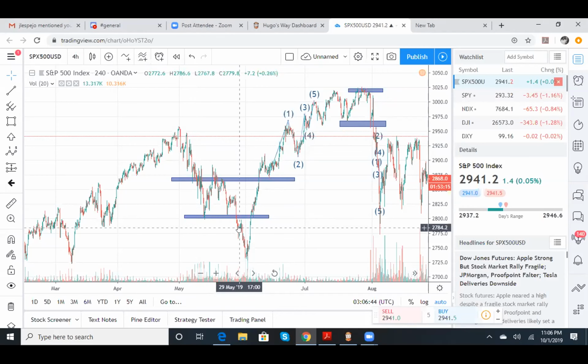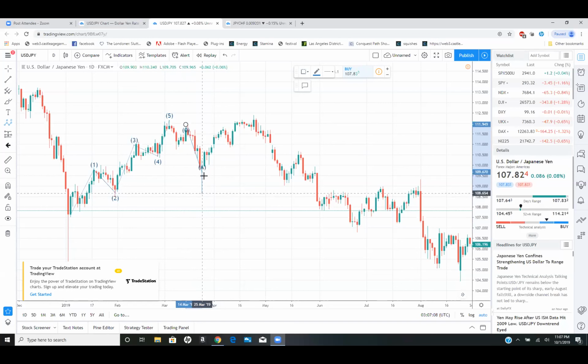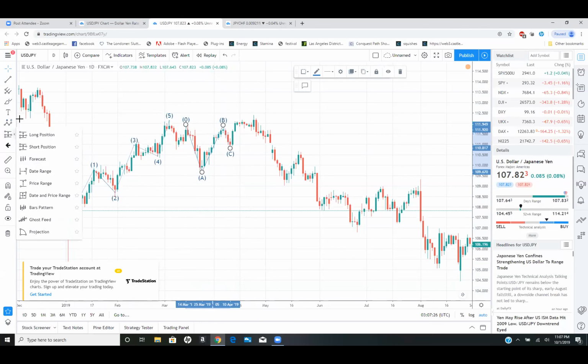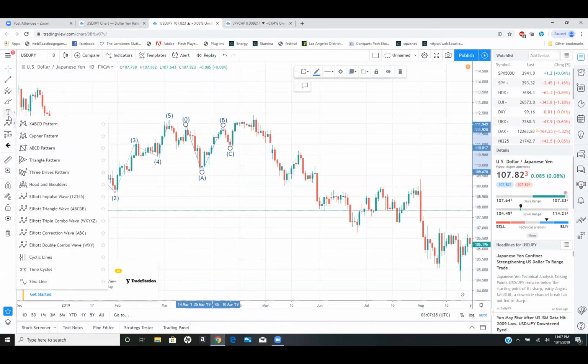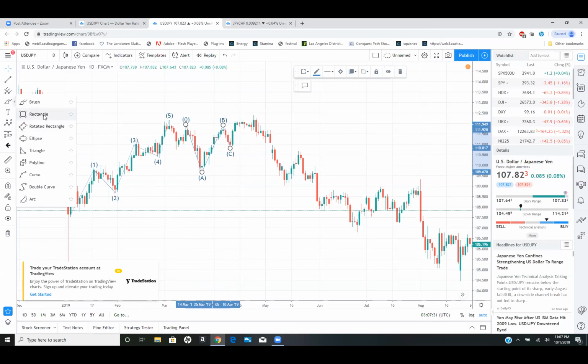Hey, Jeff, why don't you go share your screen? Okay. So always identify your zones so it helps you indicate that. Right. Right, hold on. The brush. All right, there you go.